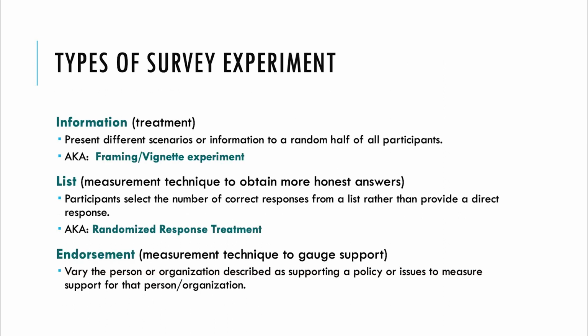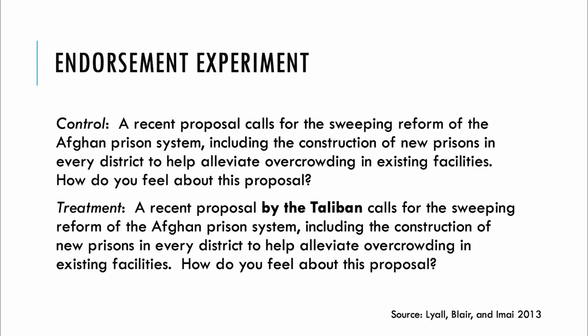Finally, an endorsement experiment is designed to obtain more honest opinions about support for individuals or groups. This is usually only done when stating support for a group might be controversial. For example, Lyle, Blair, and Imai conducted a survey experiment in Afghanistan to gauge support for the Taliban in different regions. The way this works is to present information about a specific policy or idea. In this case, they presented the proposal in a neutral manner to the control group, but told the treatment group that the Taliban supported this proposal.